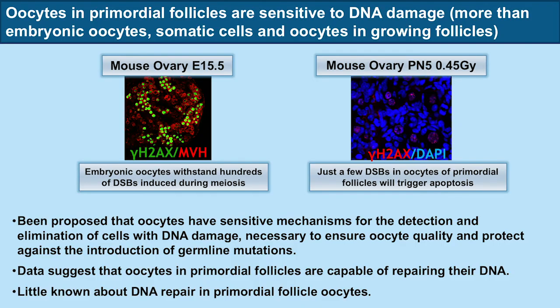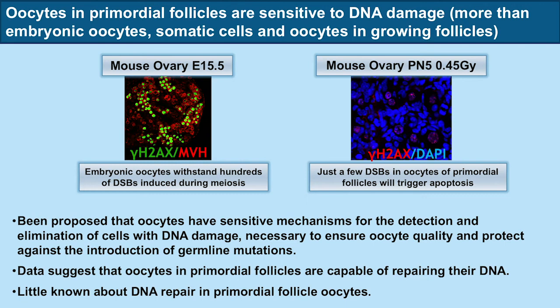All right, so I just wanted to switch gears a bit now and talk to you a little bit more about DNA repair within oocytes. So we know that oocytes in primordial follicles are really sensitive to DNA damage. They're more sensitive than embryonic oocytes, they're more sensitive than somatic cells, and they're in fact more sensitive than the oocytes in growing follicles. So embryonic oocytes will actually withstand hundreds of double-strand breaks that are induced during meiosis, but in fact just a few double-strand breaks in the oocytes of primordial follicles will trigger apoptosis.